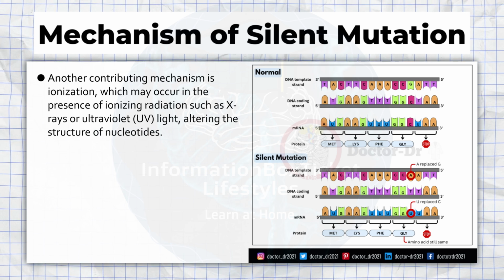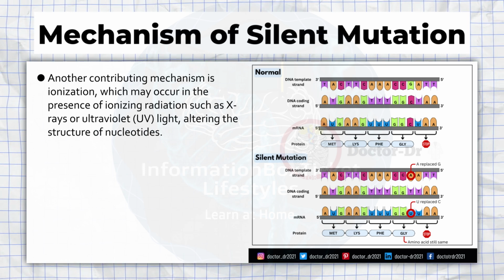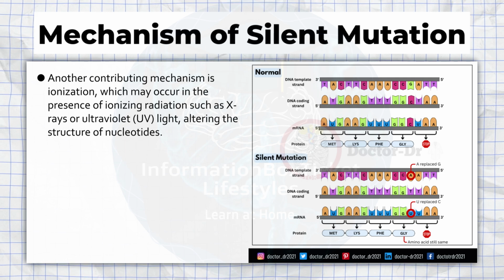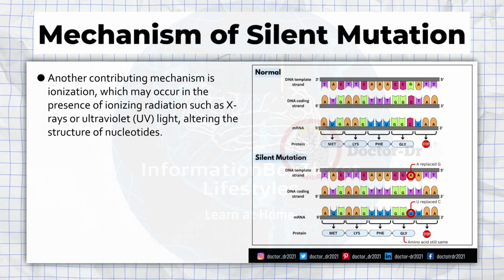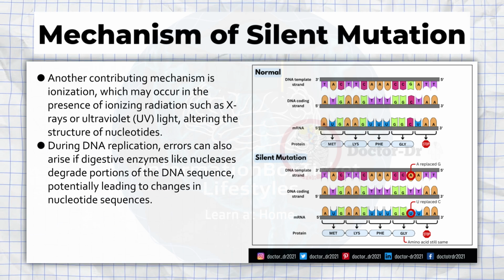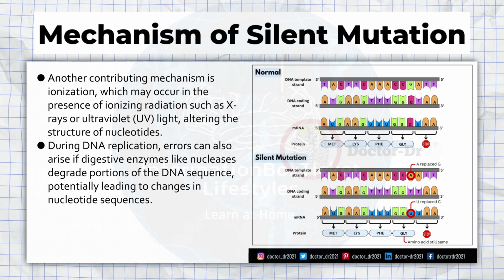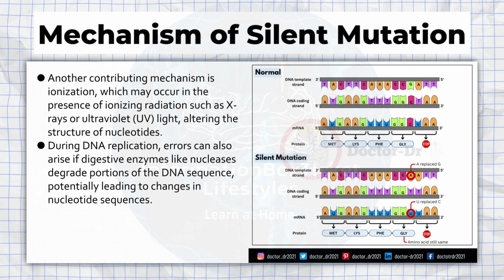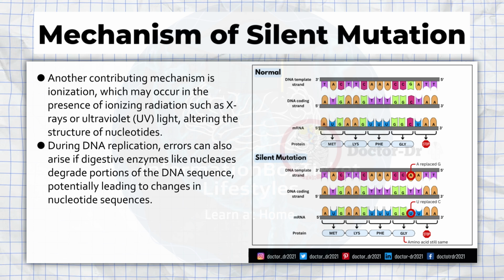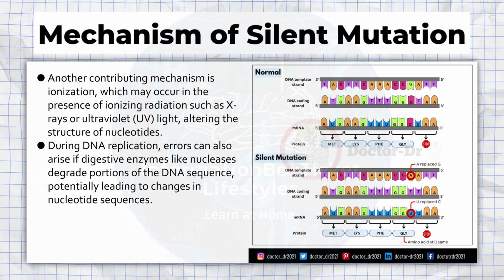Another contributing mechanism is ionization, which may occur in the presence of ionizing radiation, such as X-rays or ultraviolet, UV light, altering the structure of nucleotides. During DNA replication, errors can also arise if digestive enzymes like nucleases degrade portions of the DNA sequence, potentially leading to changes in nucleotide sequences.